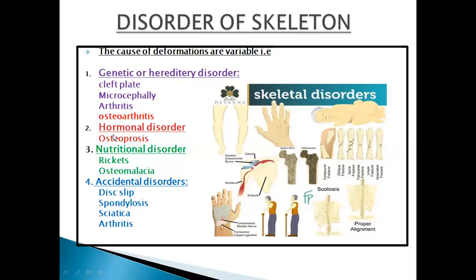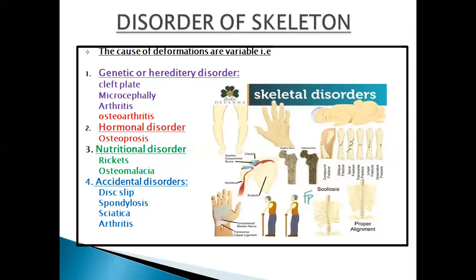Next are the hormonal disorders. They can be caused by an up and down imbalance of hormones in your body, and it causes one disease known as osteoporosis. And the third one is nutritional disorders, rickets and osteomalacia. If you remember, in your 9th class you have seen these disorders, rickets and osteomalacia. These were basically deficiency diseases.